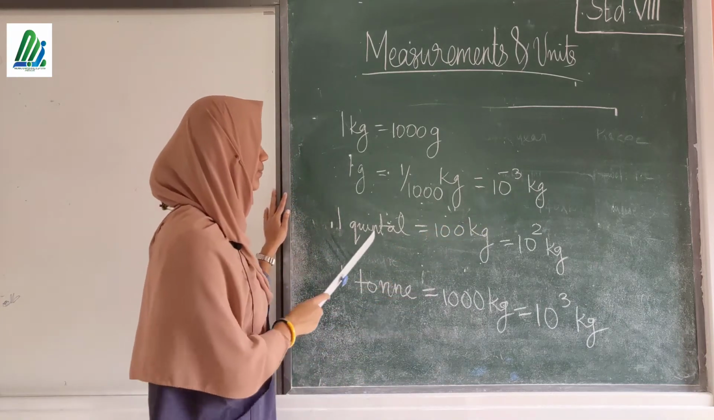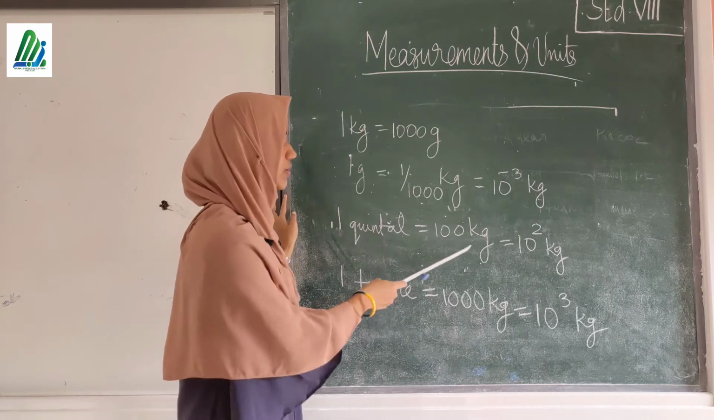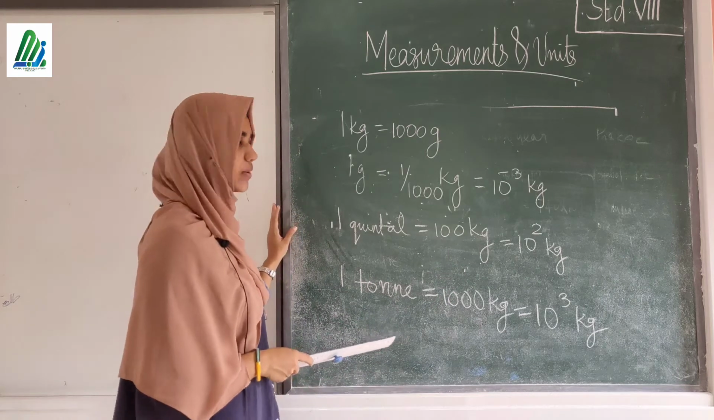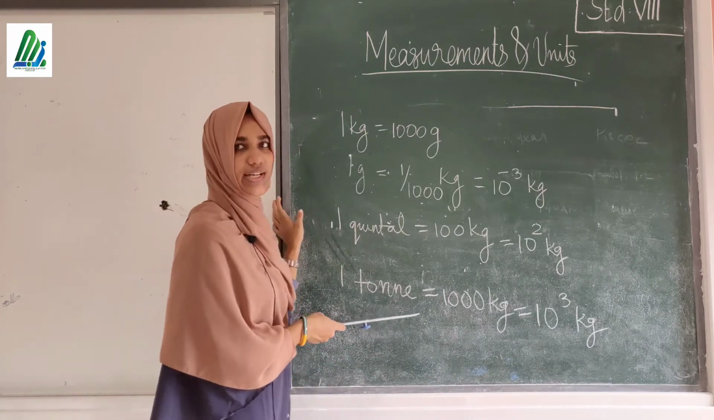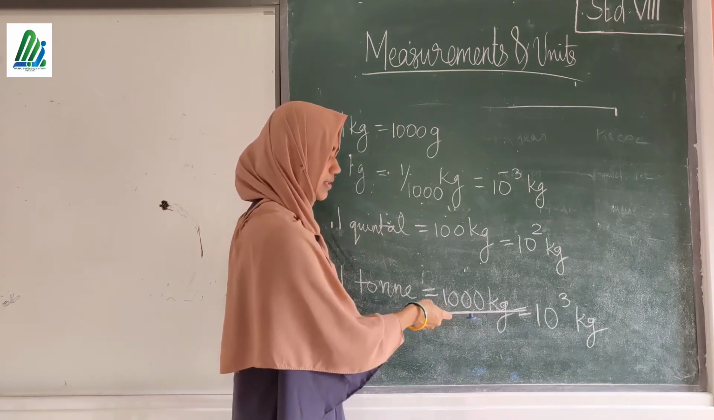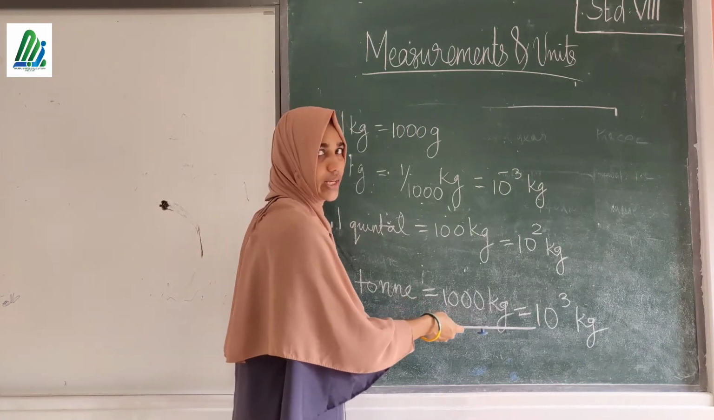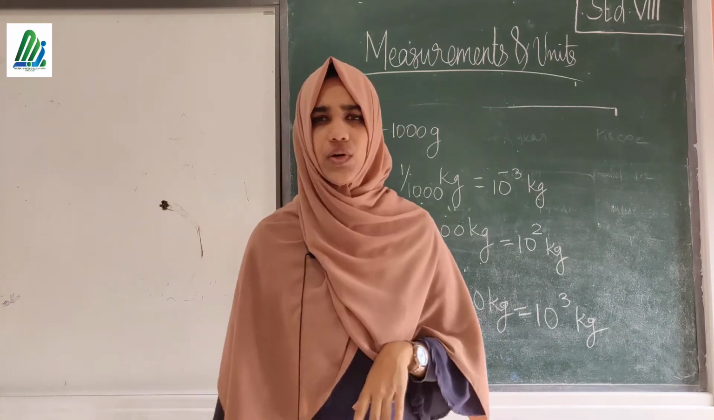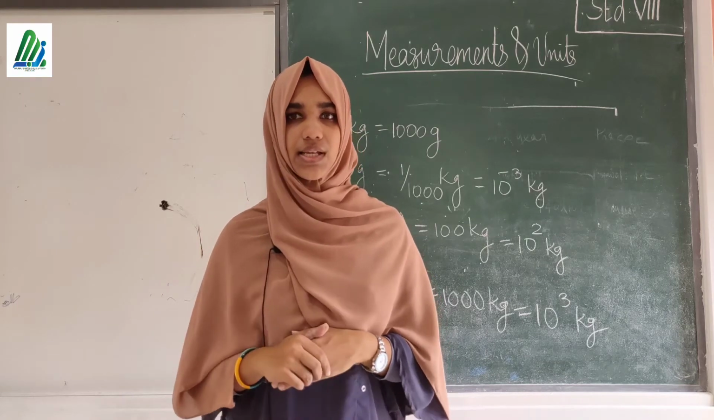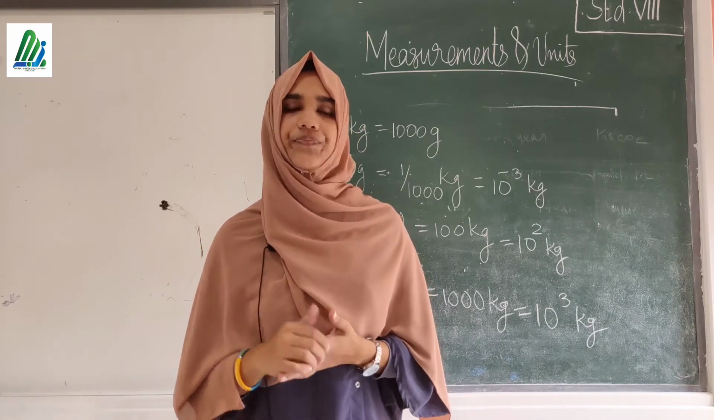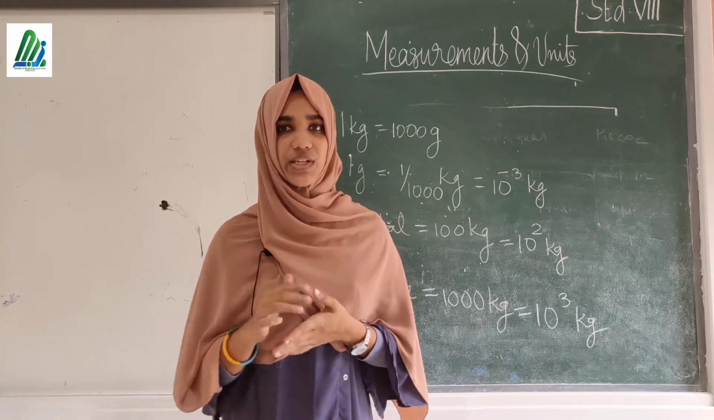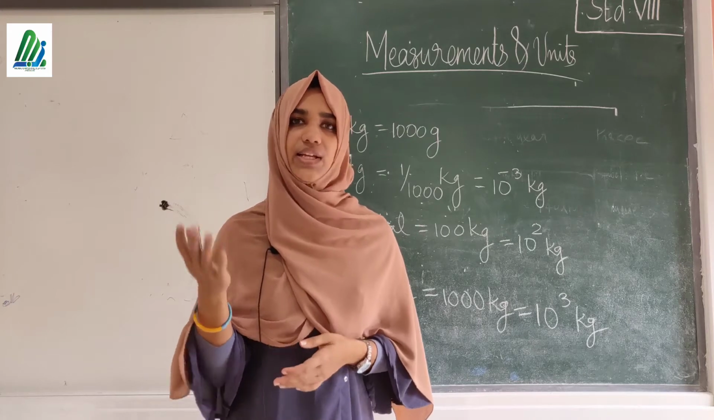Next one, 1 quintal. 1 quintal is equal to 100 kilogram, that we can write 10 raised to 2 kilogram. Next one is 1 ton. 1 ton is equal to 1000 kilogram, which is 10 raised to 3 kilogram. This quintal and ton are used for measuring higher masses than kilogram.